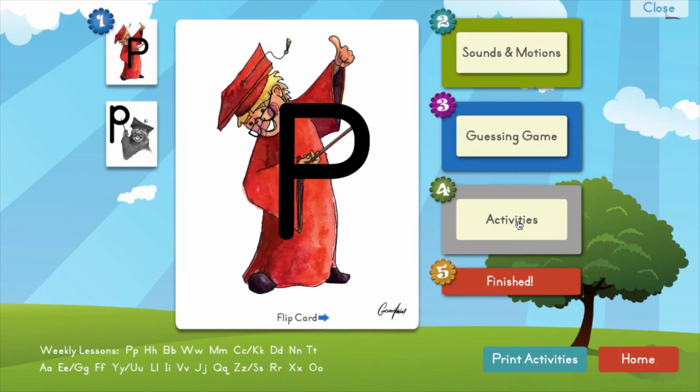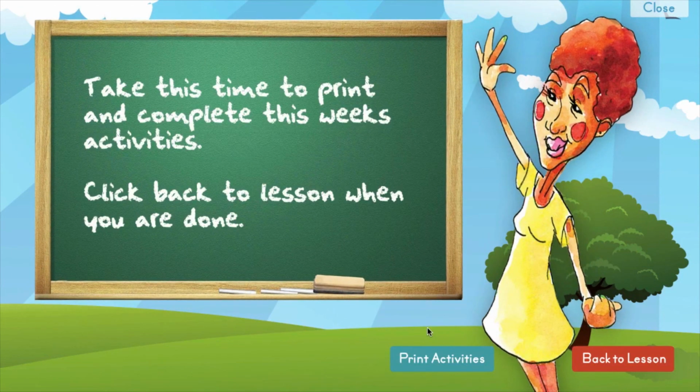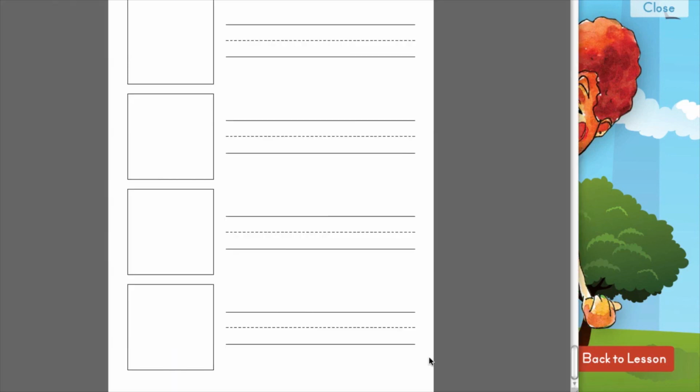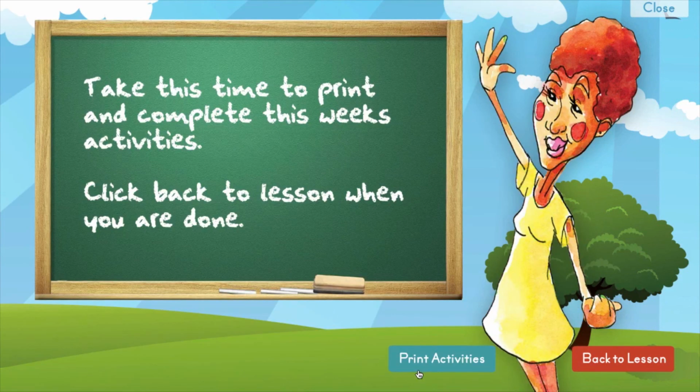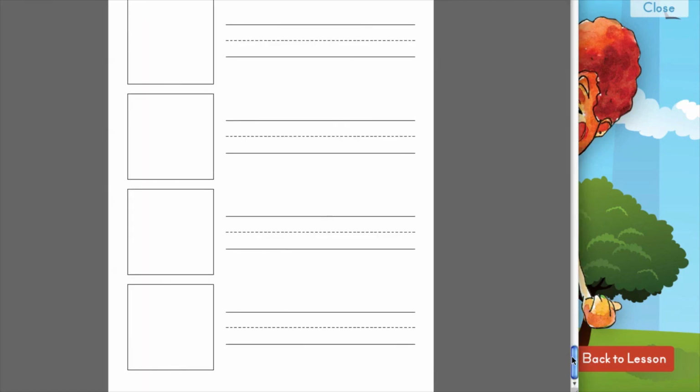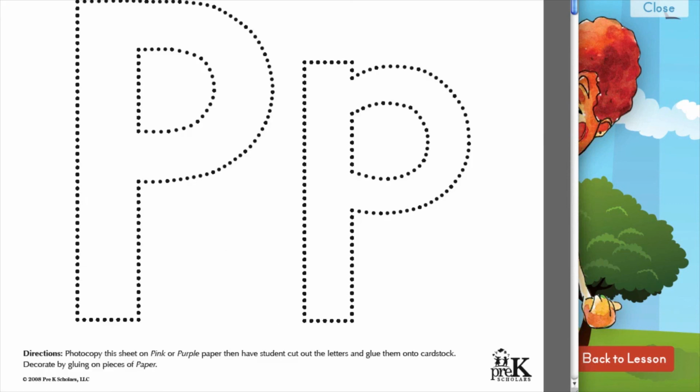After the guessing game, we move on to printable activities. These are all designed to help reinforce the letter under study. These are printed. So you click on the print activities, and this will open at the beginning, where there's always an exercise that develops fine motor skills, which is to cut out the letter.